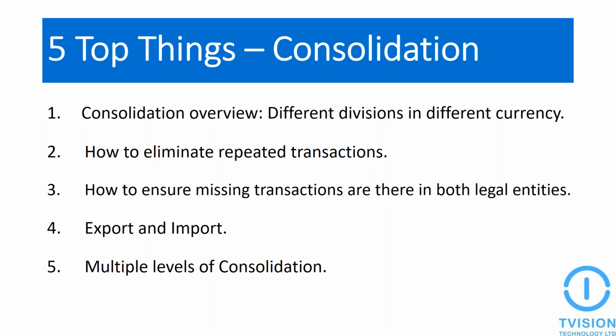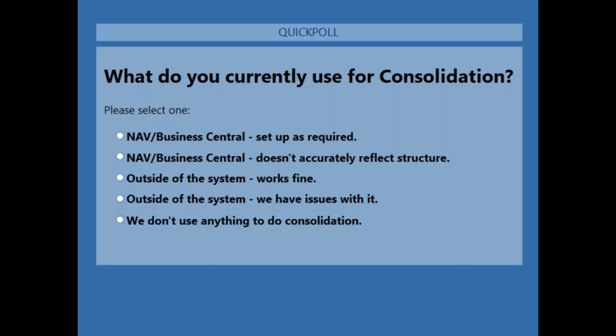So before the demo, we'd like to understand what you currently use for consolidation. Business Central is set up as required. Now Business Central, but it doesn't actually reflect our company structure. Outside of the system and it works fine. Outside of the system and we have issues with it. We don't use anything to do consolidation. I'm going to launch the poll now, so if you wouldn't mind submitting your answer, that would be great.